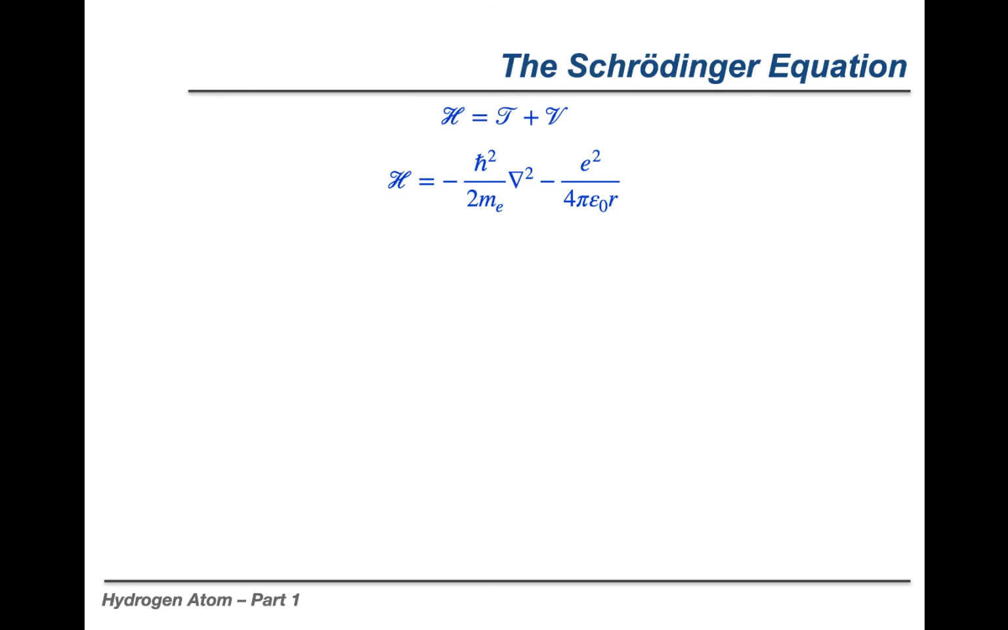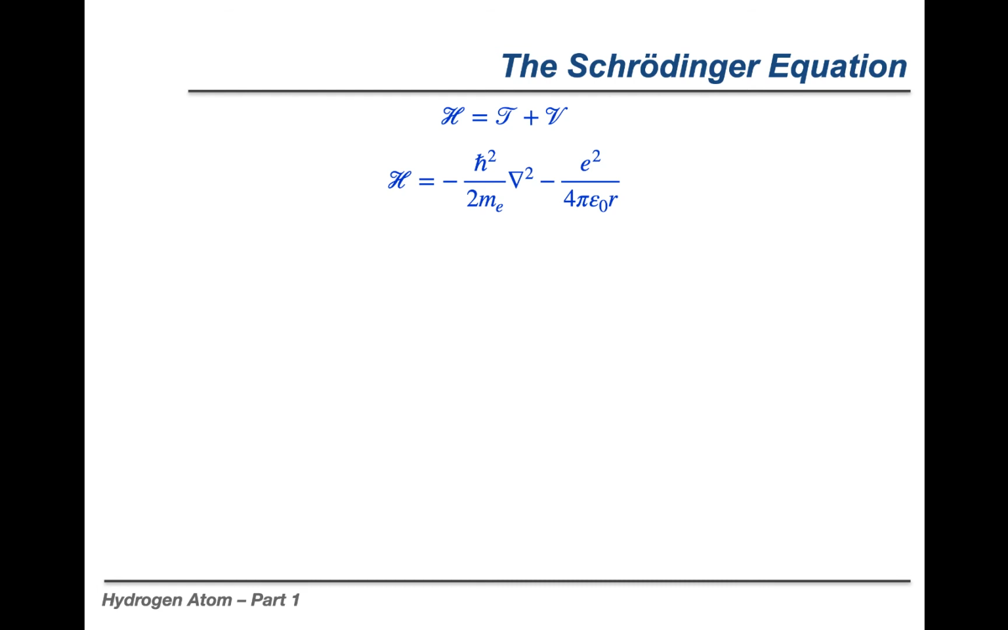To write down our Hamiltonian, we start by remembering that H is given by the sum of kinetic and potential energy terms, T and V. Our kinetic energy is given, as it always is, by negative h bar squared over 2m times the Laplacian. In this case, the mass is just the mass of an electron, m sub e.